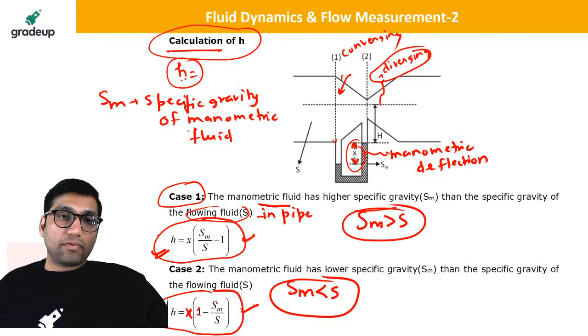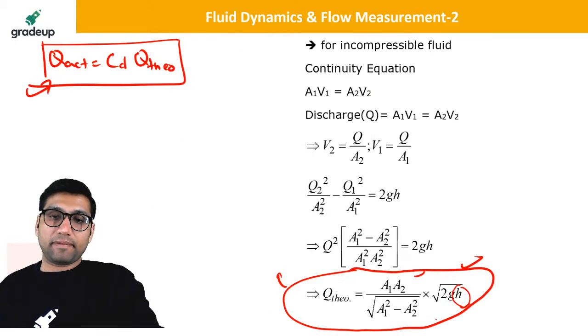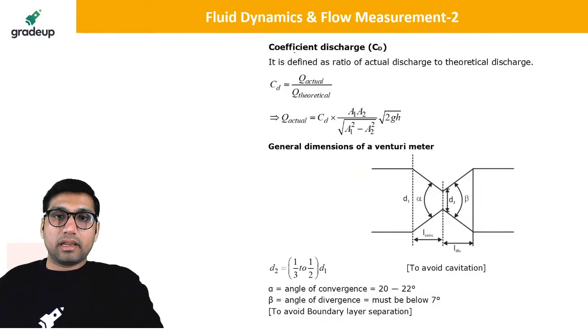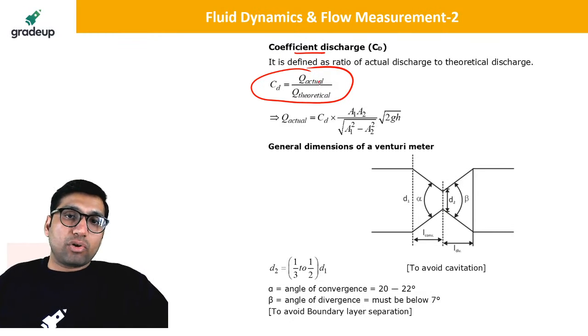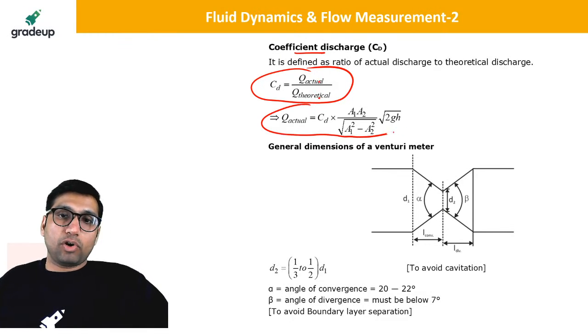By just finding the value of H, you can put the value and find the discharge from the Venturi meter. Next is the coefficient of discharge. It is equal to the ratio of the actual discharge to the theoretical discharge. So I have already told you about this.